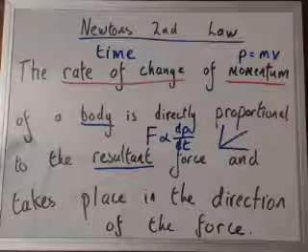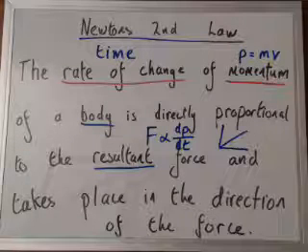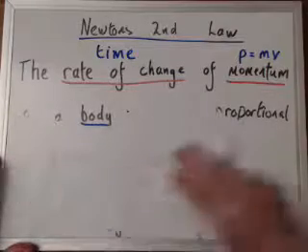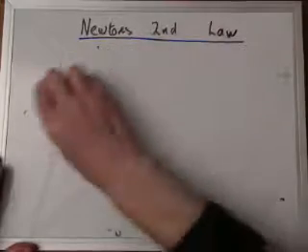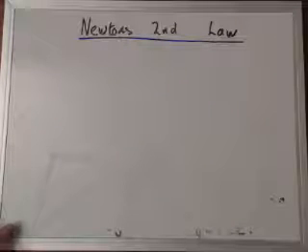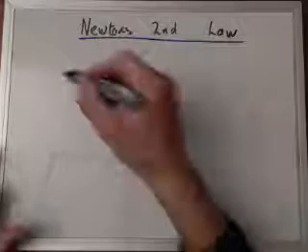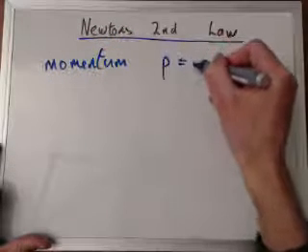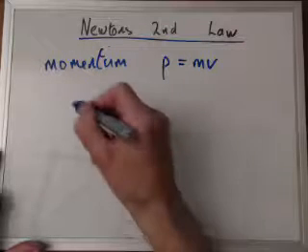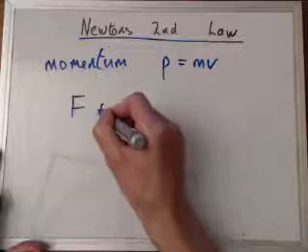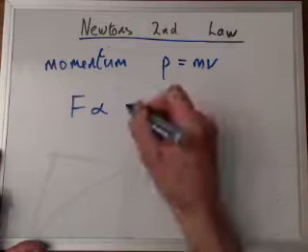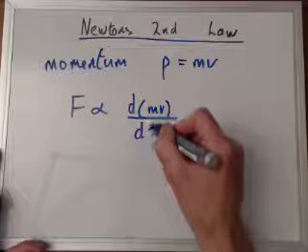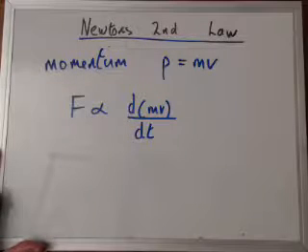Okay, now we'll go and look at this law mathematically. I shall rub this out. As mentioned earlier, you have momentum, given by the symbol P, equal to mv. So from Newton's second law, we can say the resultant force, which we call F, is proportional to the rate of change of momentum. So we can write that as d(mv) by dt. So these are instantaneously small changes.